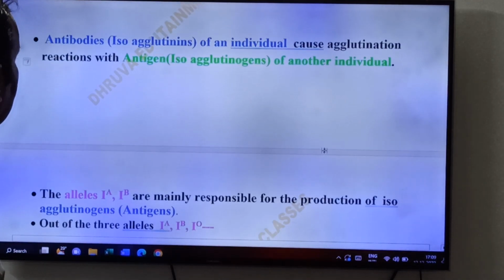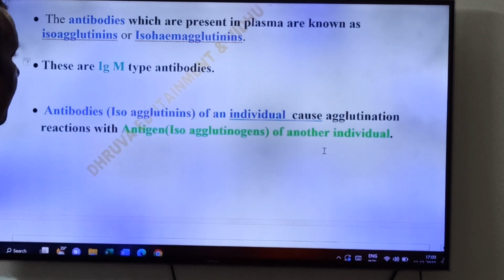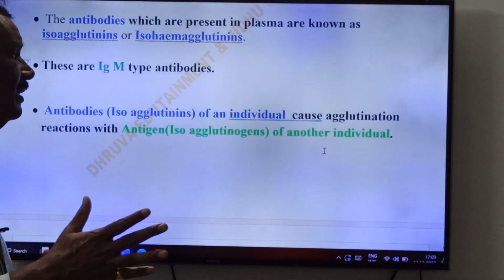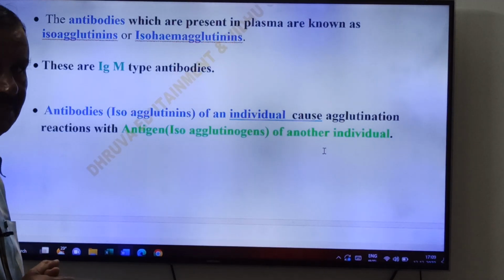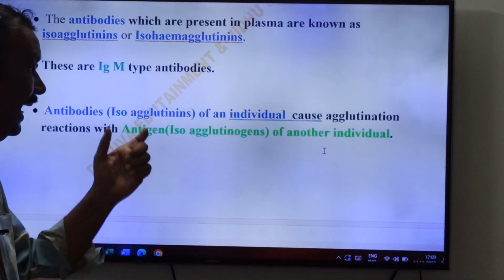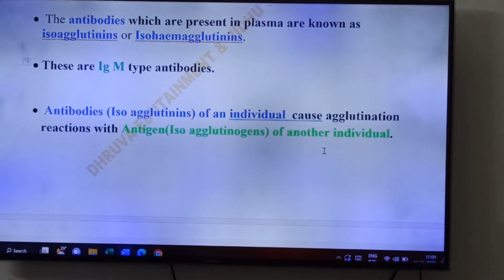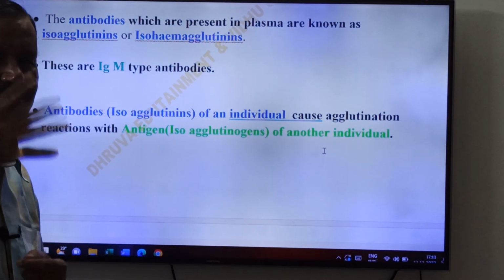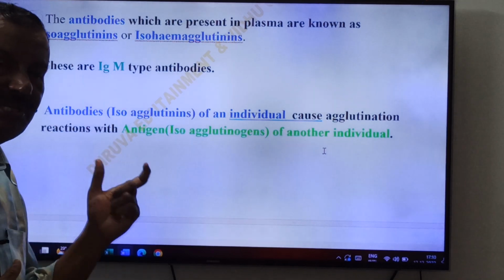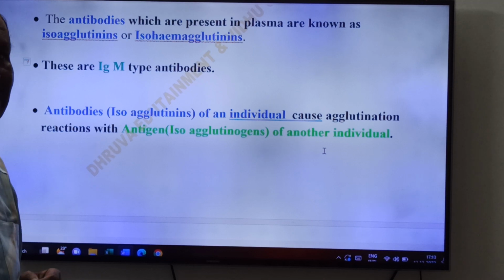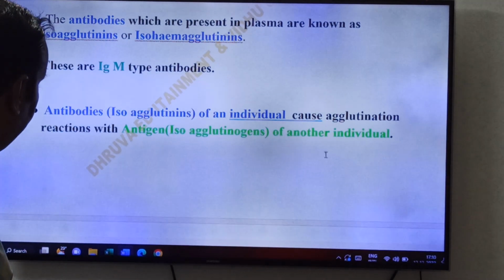Next, friends, the antibodies of an individual cause an agglutination reaction with the antigens of another individual. So there is a reaction between the antibodies of one individual and the antigens of another. Receiver's antibodies react with the donor's antigens. You have to remember it, friends.